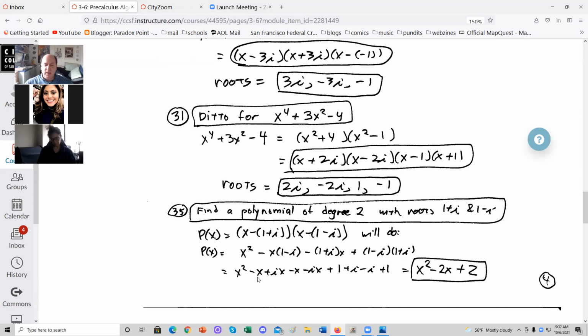Okay, expand this, a bit of arithmetic. Here we go, x squared minus 2x plus 2. And that's the polynomial.